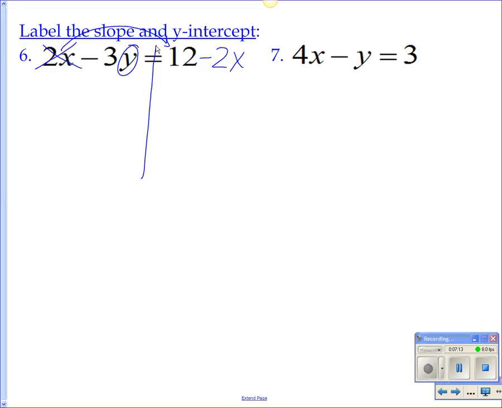I'm trying to get y by itself. What's still with y? 3. -3. And this was being multiplied, so now I do what? You divide each one. Divide each one. I know this is new. That's okay. Just stick with me and you'll get it. You're dividing each one.